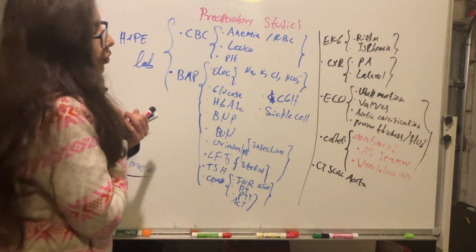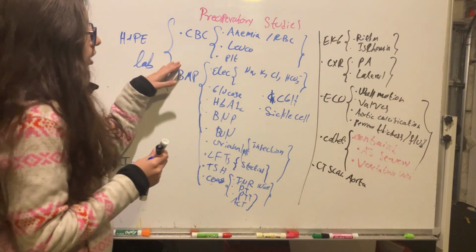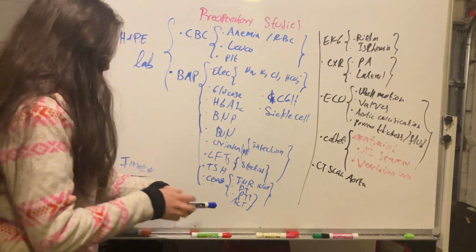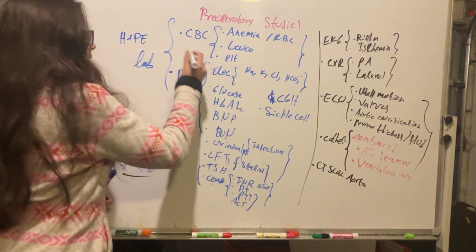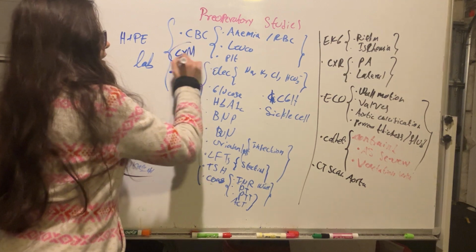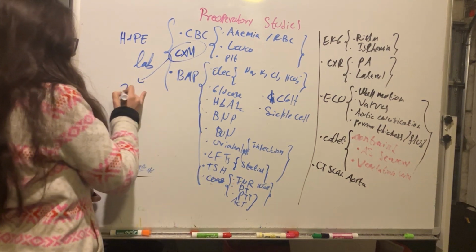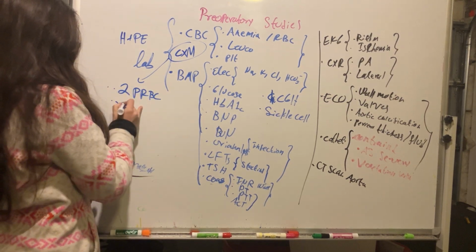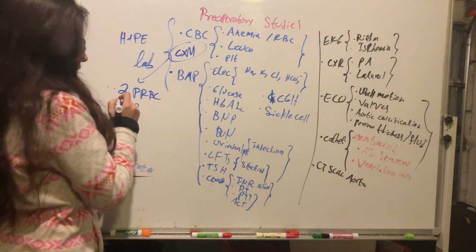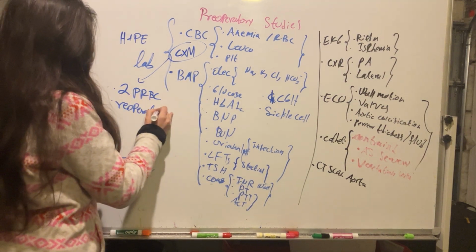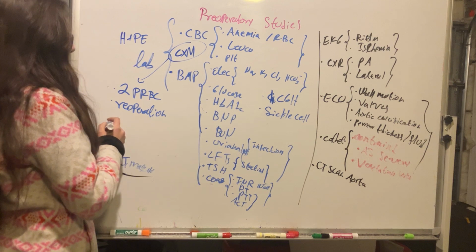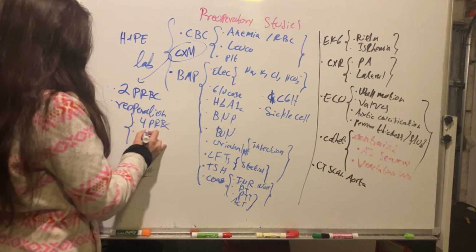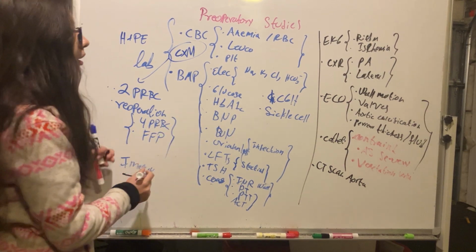So preparative studies, we do a complete blood cell count, so red blood cells, leukocytes, and platelets. We also want to cross-match the patient's blood. We want to have 2 packs of red blood cells before surgery in case of the patient going into an operation of cardiothoracic surgery. We will have 4 packs of red blood cells and fresh frozen plasma in reserve.